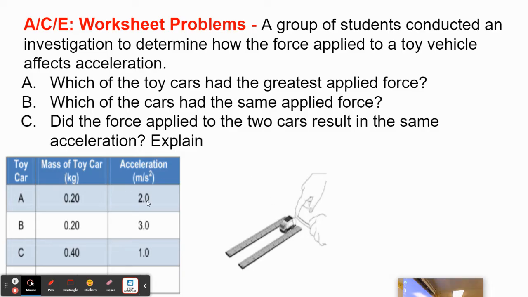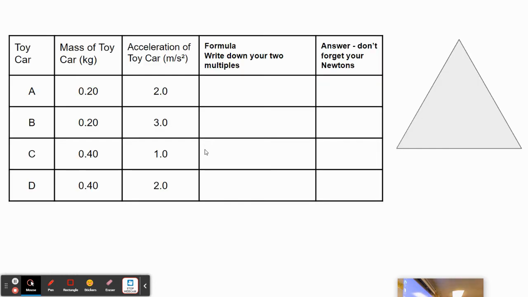So here on your paper, it says a group of students conducted an investigation to determine how the force applied to a toy vehicle affects acceleration. So here's their experiment. They have some toy cars, and they're applying a force and looking at the mass and acceleration. So we want to know which toy car had the greatest applied force. So we're going to be calculating the net force for each toy car. All right, so I'm going to go to the next screen.